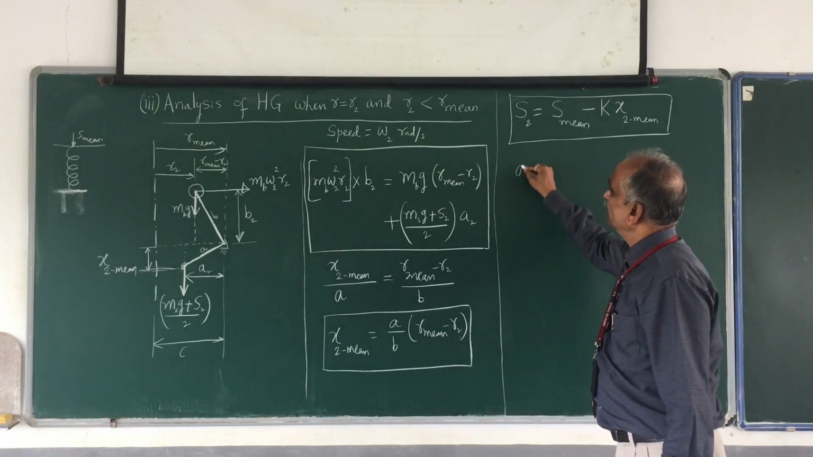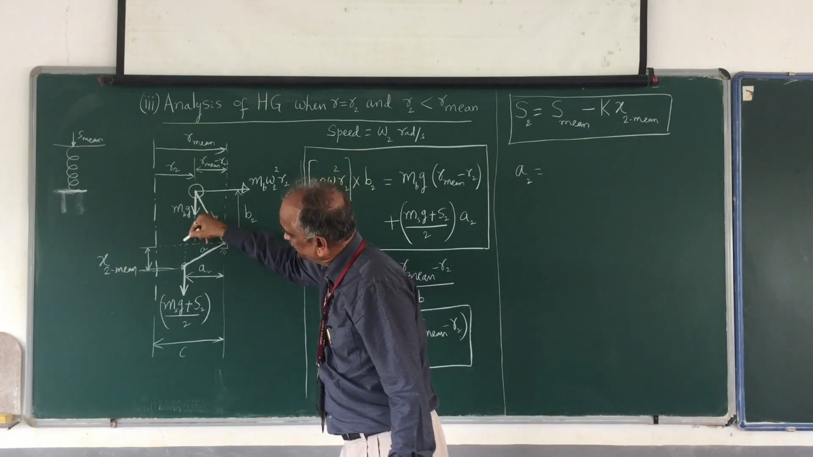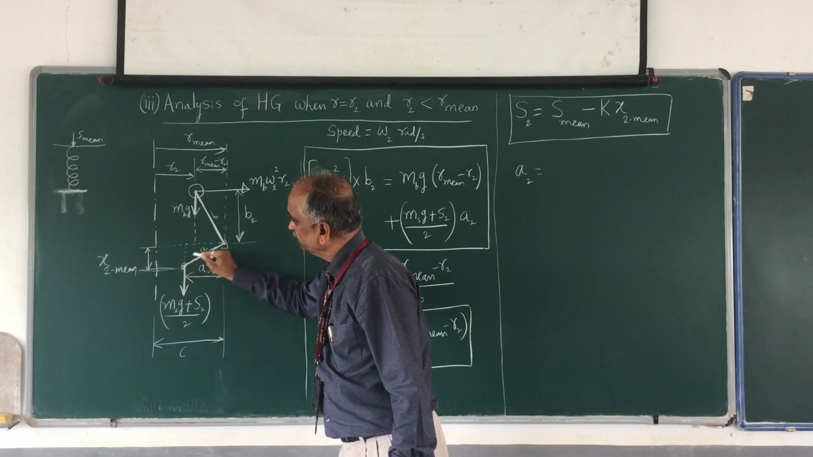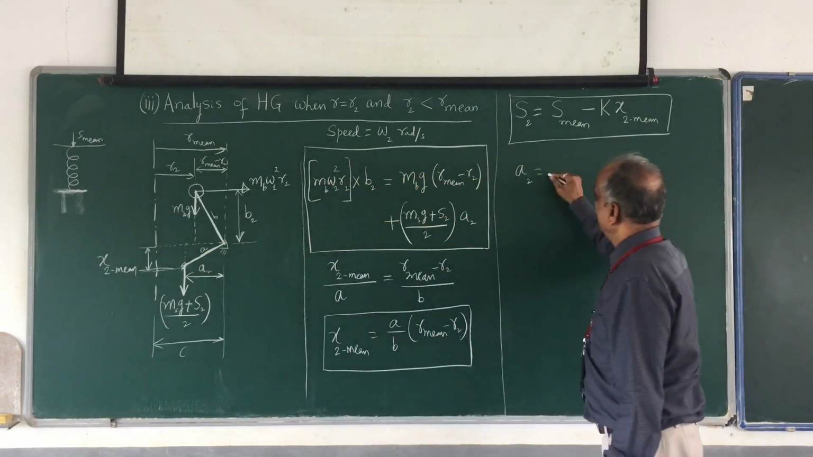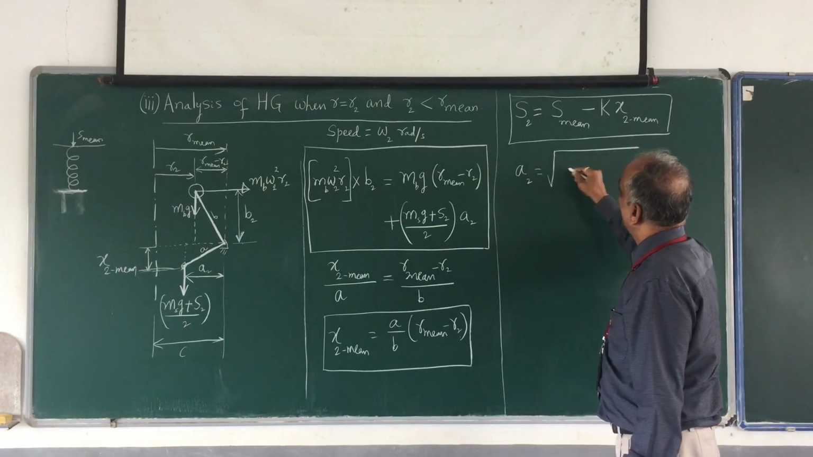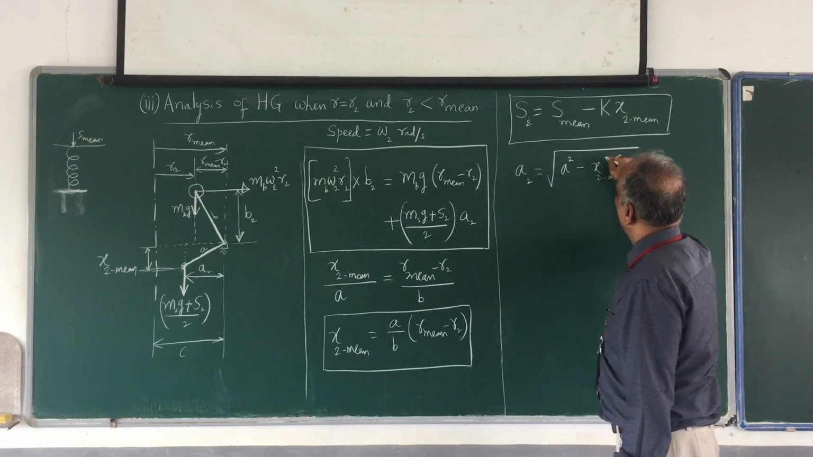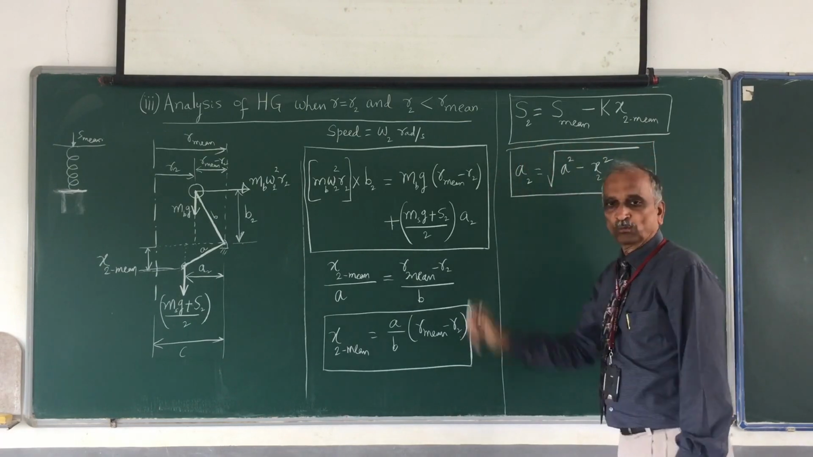Then I would like to find out what A2 is. So A2 is this distance, that is nothing but the square root of the square of this minus this, applying the Pythagoras theorem. So A2 is equal to the square root of A square minus X2 mean square. This is how we can find out the value of A2.